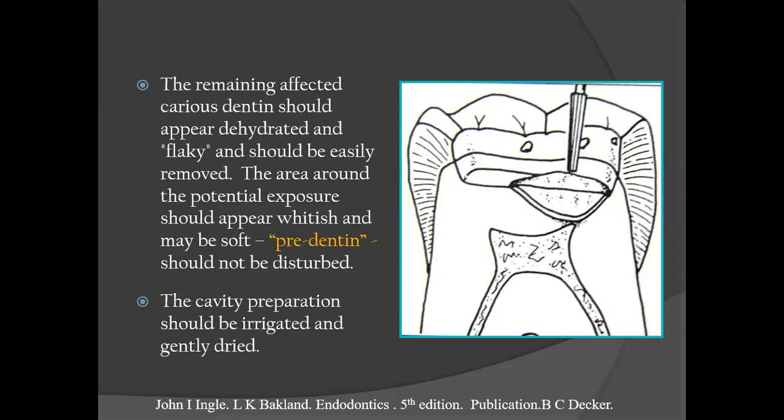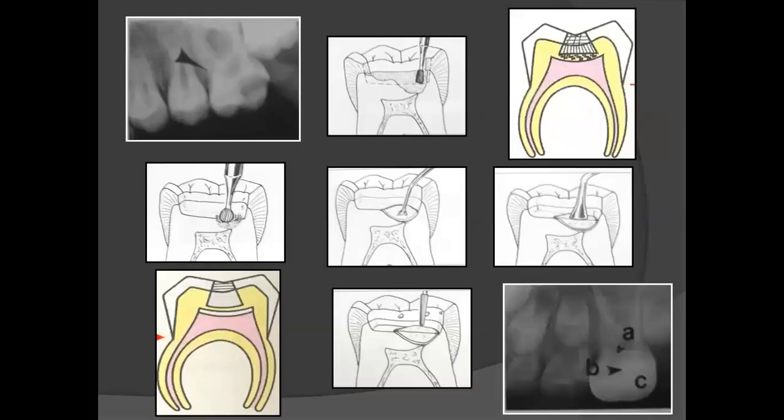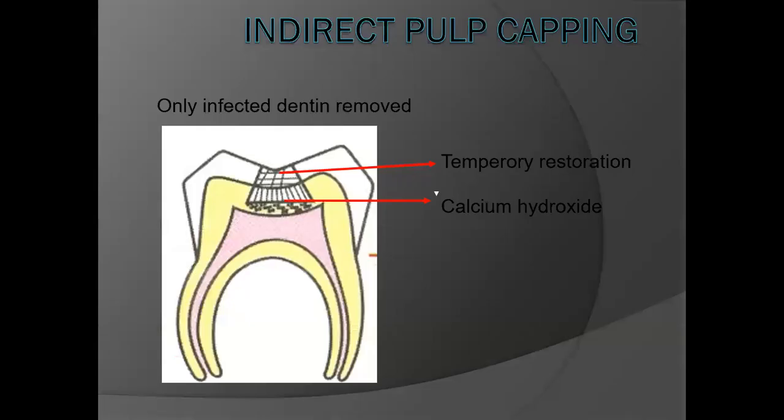Then the cavity preparation should be again irrigated and dried. So these are all the different steps which I have explained. Then after that, place calcium hydroxide again on top of the soft area. Place a GIC restoration, and on top of that, you are supposed to give a full cover restoration, that's nothing but your crown, in a primary tooth. If it is a permanent tooth, you can give a restoration and hold it, depending upon the place where the cavity is.